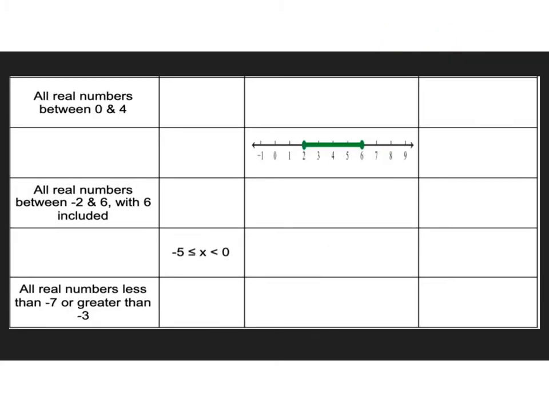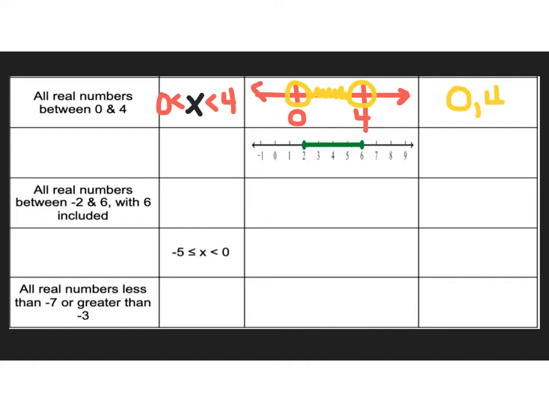Now we'll look at slightly more complicated compound inequalities. So all real numbers between 0 and 4 would be 0 is less than x, which is less than 4, not including the two numbers, in other words. On our number line, if I placed a 0 and a 4, the values between them would be open circles on each, and you would shade the region in between. What that looks like in interval notation is from 0 to 4, but neither 0 nor 4 are included in the solution set, while all real numbers between them would be. Try the next one on your own.